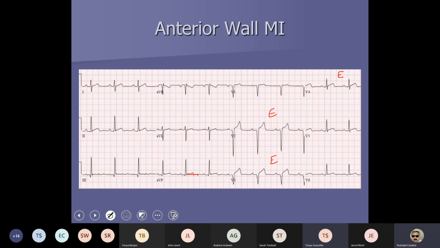I don't see any depression, but I do have elevation. So again, I don't have any reciprocal change, but I would still call an MI on this. And I'd call it an anterior MI because my elevation is majority in V3 and V4. Both those leads are made up with elevation, slight elevation in V2, but I know that a lot of times in V2 we could potentially have elevation if we have it in V3 and V4 because of how close those leads are to each other. I'd still call it a STEMI, even though there's no depression.